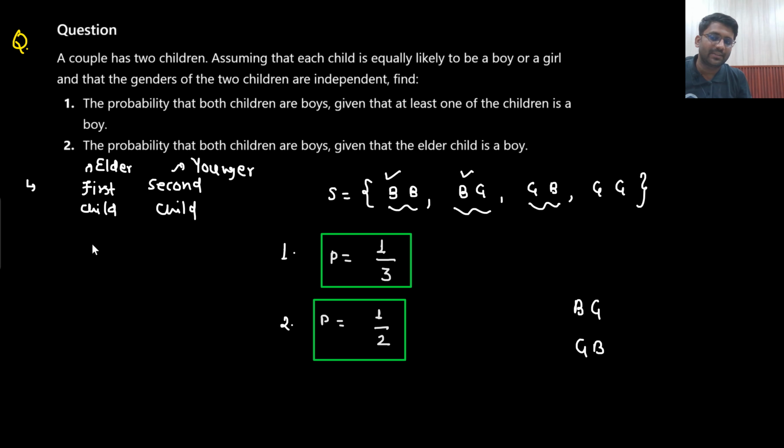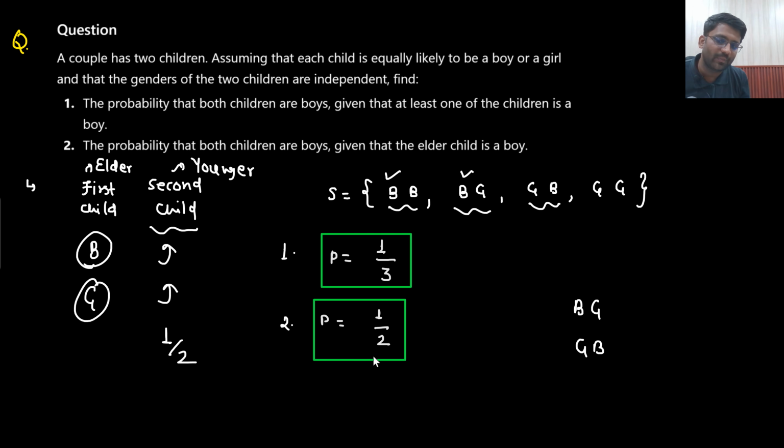That means the first child was a boy. Then what is the chance that the second child will also be a boy? It is very simple. Whether the first was a boy or a girl, it does not decide the gender of the second child. So either he will be a girl or he will be a boy. So the answer is 1 by 2.